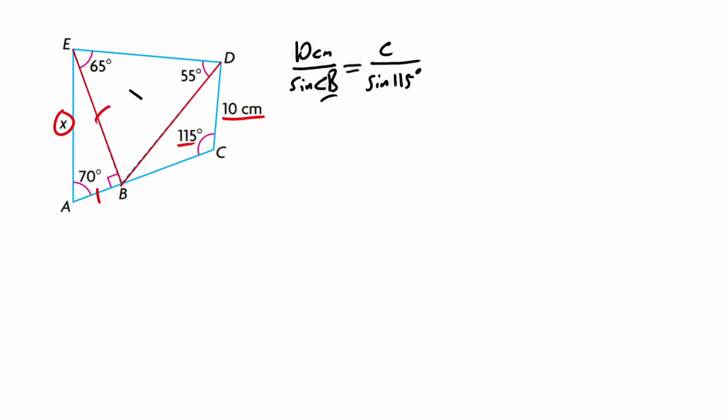For triangle BDE, we are given that two of the angles are 65 degrees and 55 degrees. And if the sum of all the angles in a triangle is 180 degrees, subtracting 65 and 55 degrees should give us angle B, which is 60 degrees.